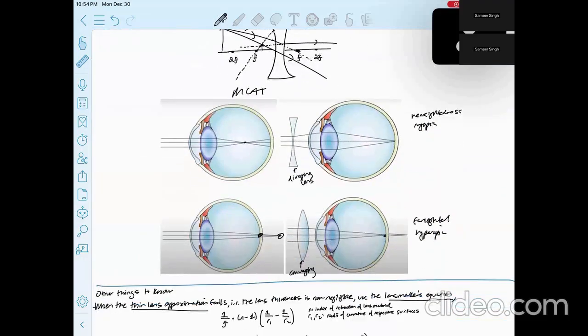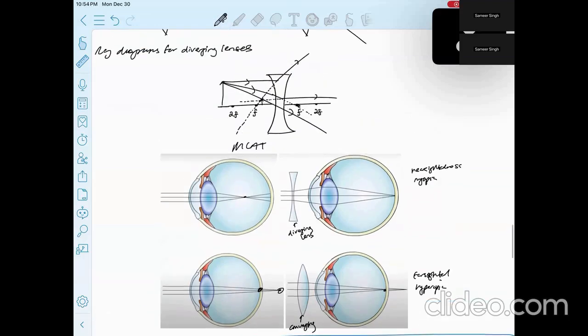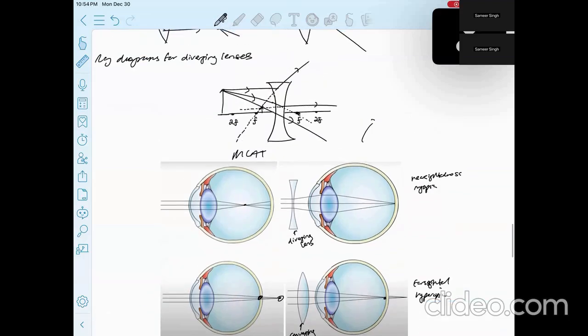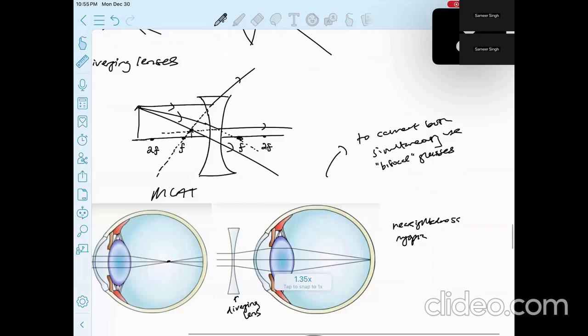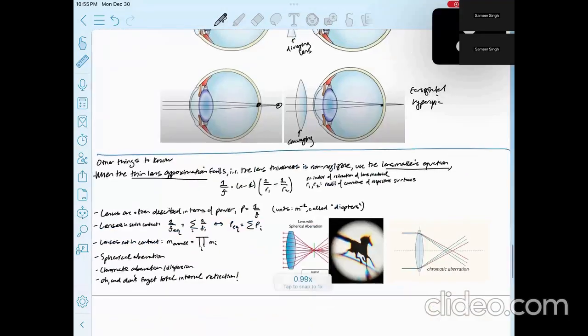Now, of course, the eye is very complex, and if you need to correct for both of these to some extent, then you use bifocal glasses to correct both simultaneously. Right. And so there's our medical application.